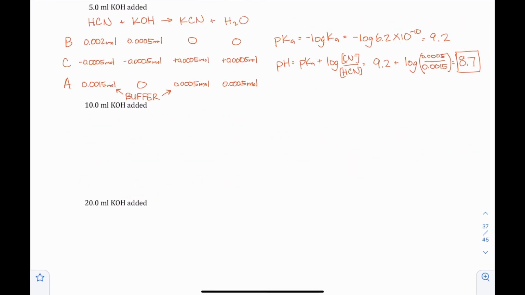At 10 mL of KOH added, we're still not at the equivalence point yet. Remember, the equivalence point is 20 mL of KOH added, so 10 mL is the half equivalence point. At the half equivalence point, we should see equal amounts of the weak acid and the salt product in the beaker.